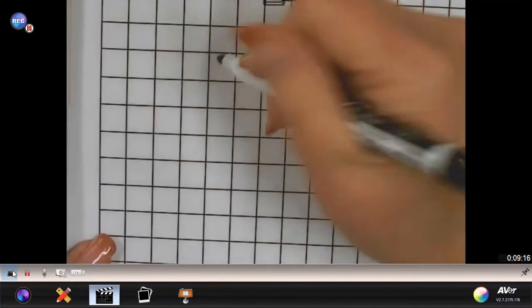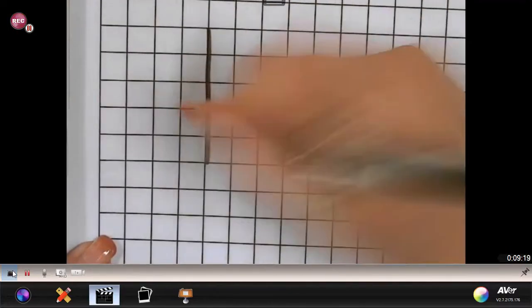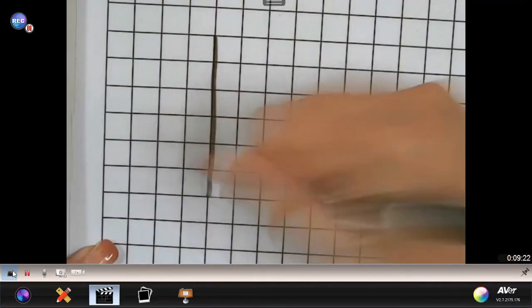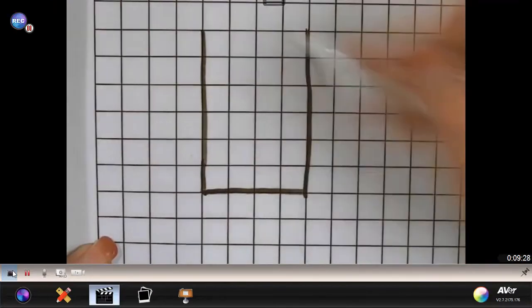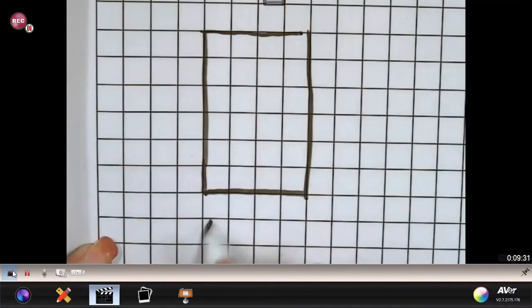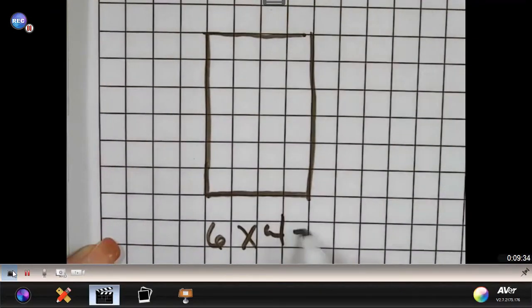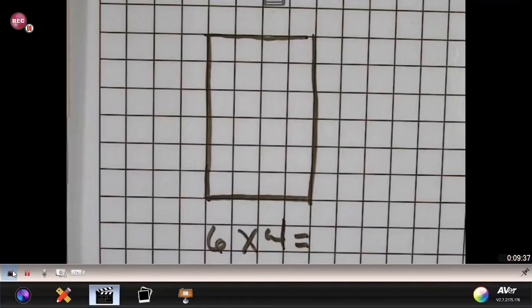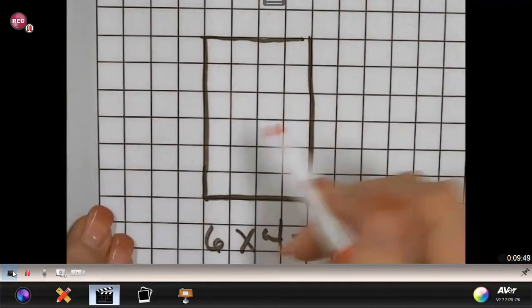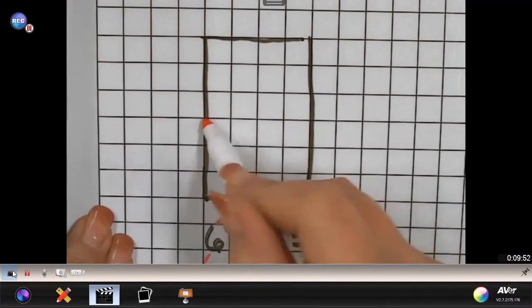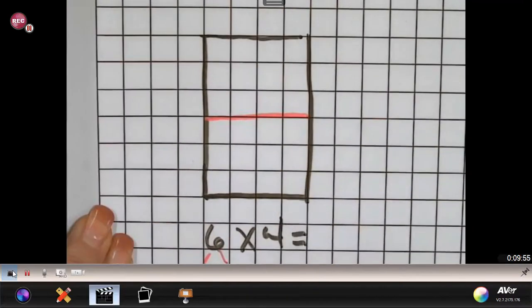So if I come to my grid, I have 6 rows. 1, 2, 3, 4, 5, 6 rows with 4 squares in each row. So that tells me I have 6 times 4, and I need to find the square units inside of that figure. Now, we have talked about counting by 4s, but what if we wanted to break this down just a little bit more? We could break this down as 3 rows of 4 and 3 rows of 4.